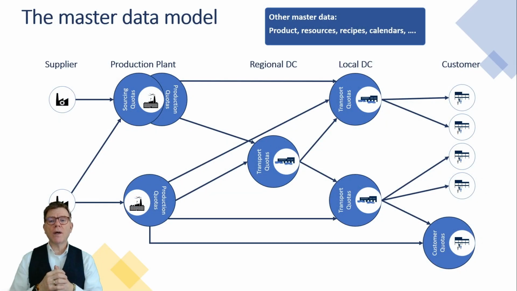As mentioned before, an optimization session needs input, and part of those inputs are master data. They are organized here in the master data model. They are made of location, transportation lane, product, as you can see here in the blue box, resource, recipes, calendar, and so on.